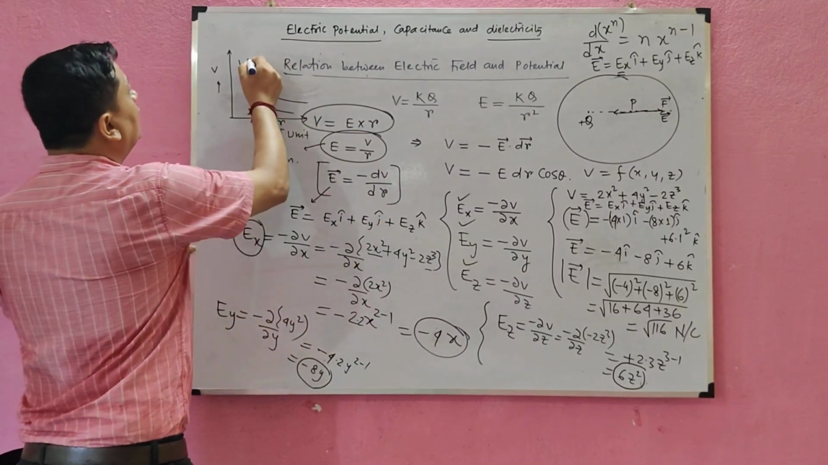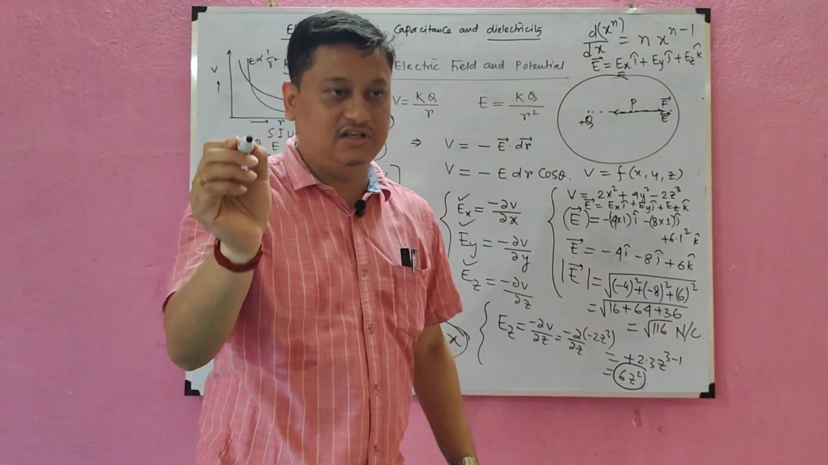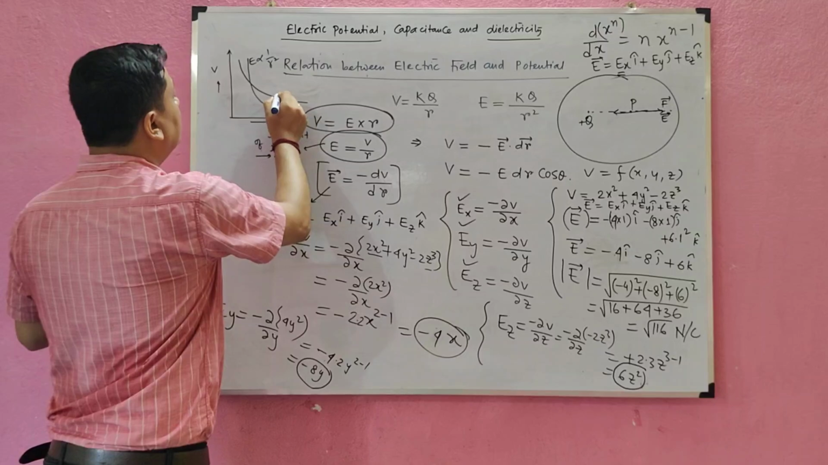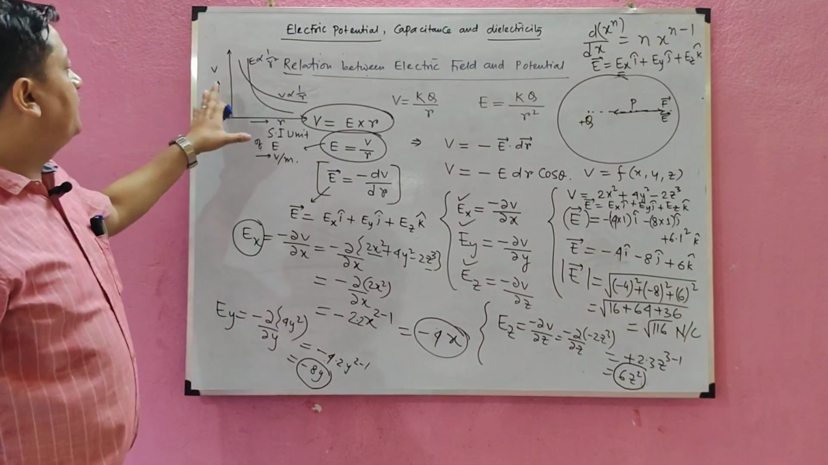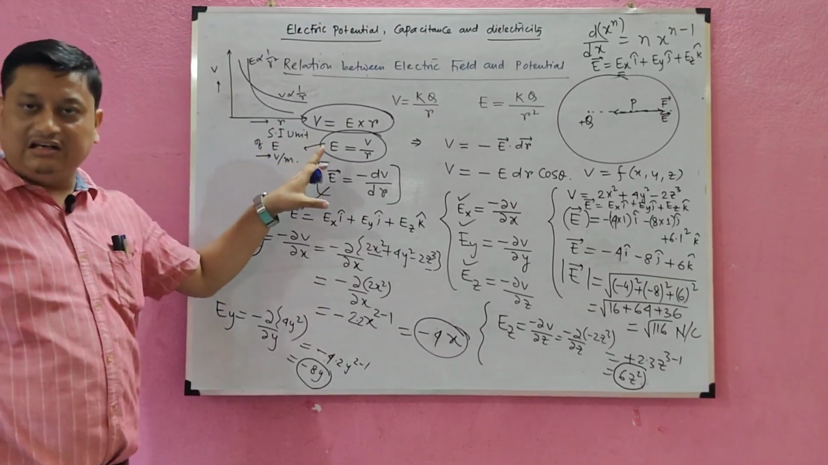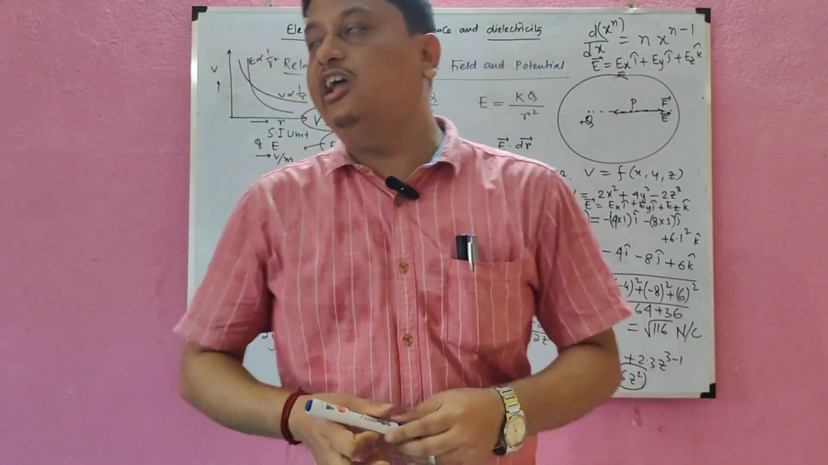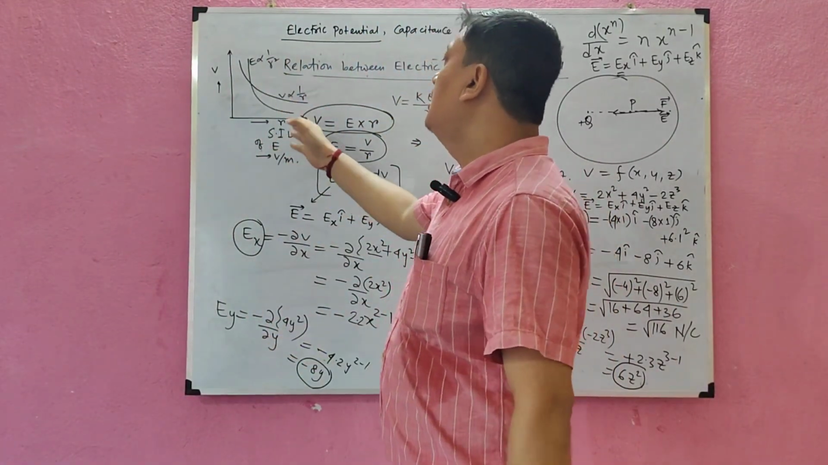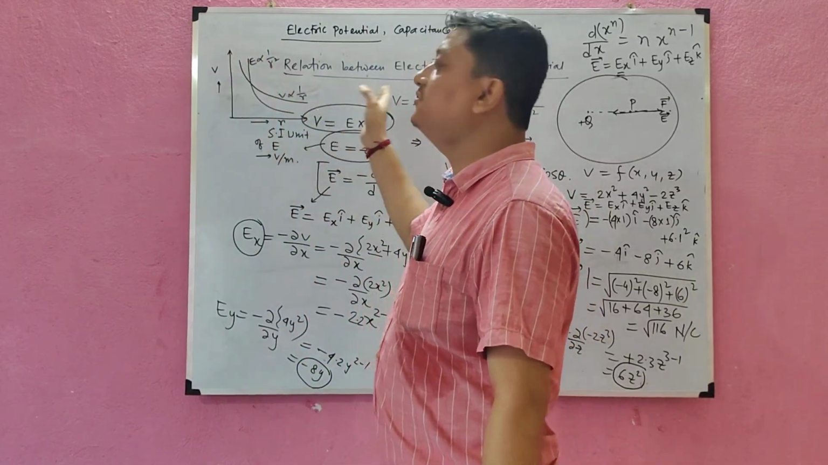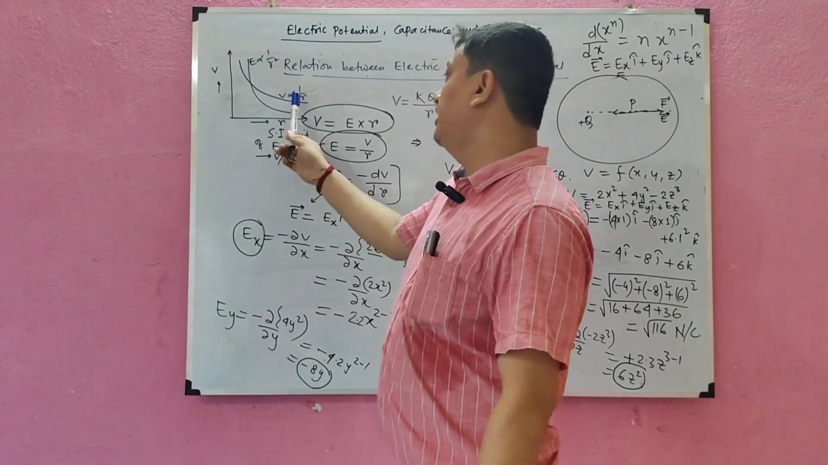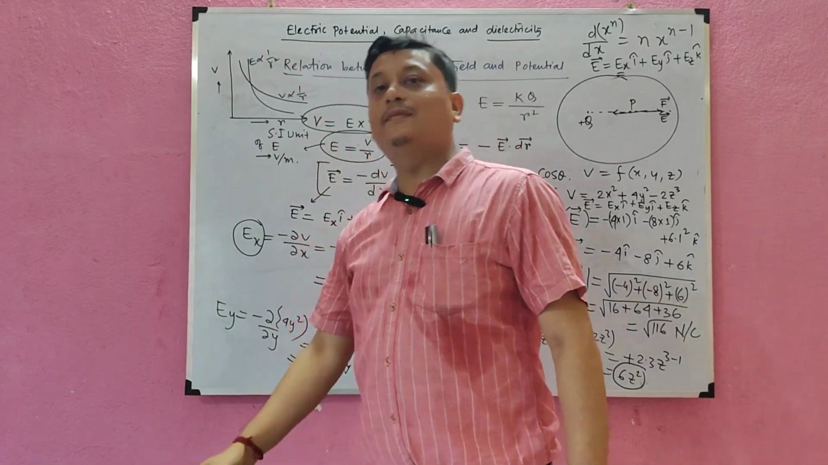As you can see, E is inversely proportional to the square of the distance, and potential is inversely proportional to the distance. So from this you can see the relation between V and R, and the nature of the graph also. Thus the slope of the graph is steeper when you draw the graph between E versus R. But when you draw the graph between V and R, the slope is less steep, because potential depends on 1 upon R and electric field depends on 1 upon R square.